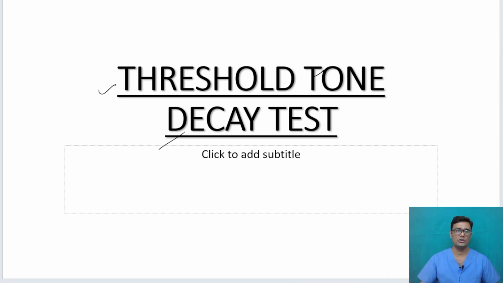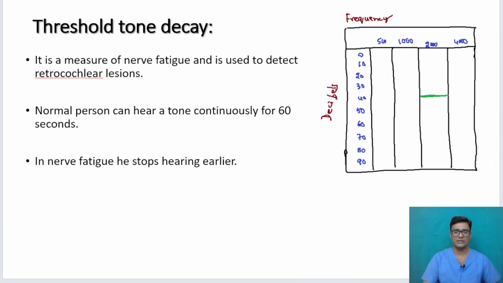What is threshold tone decay? The tone is getting decayed. Decay means some organ or thing is getting destroyed slowly, or he's not able to hear properly. Suppose he has to hear it, but that hearing capacity is getting decayed. The tone is getting decayed. That's why it is called the threshold tone decay test.